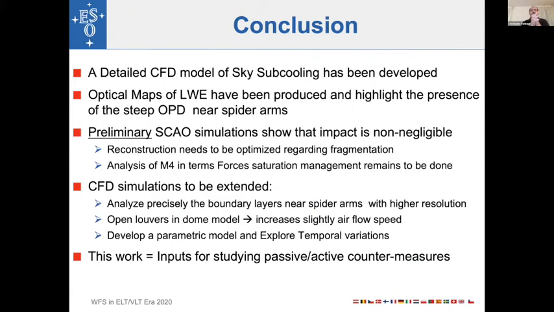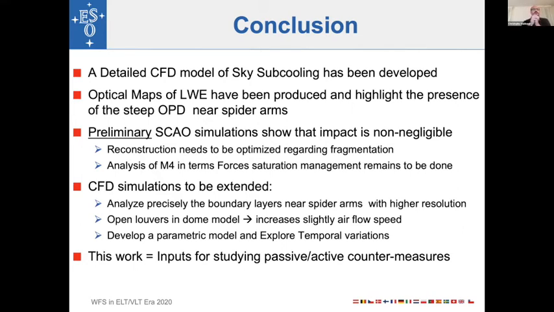And something I had promised for this work, but I didn't have the time to do, and is very important, is the M4 saturation problem, because with these very large P2 arrays, we may also have problems with M4.